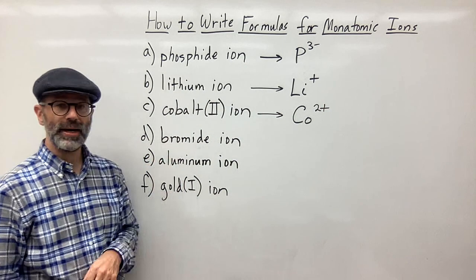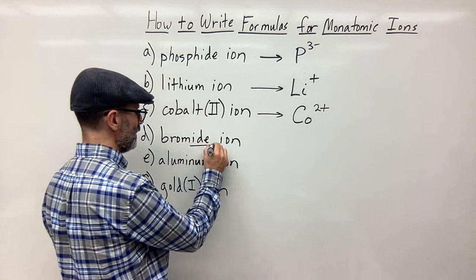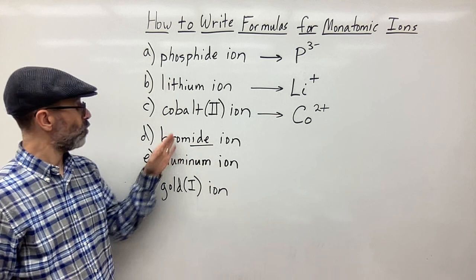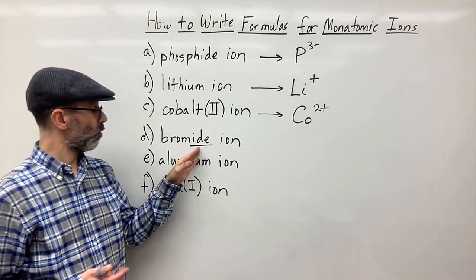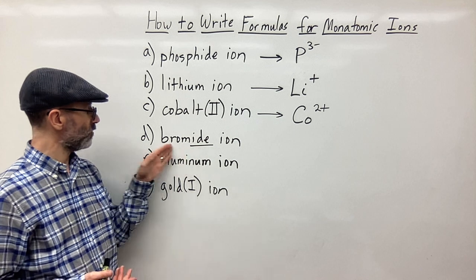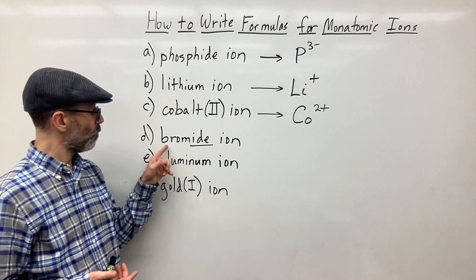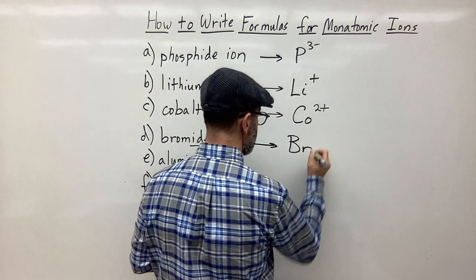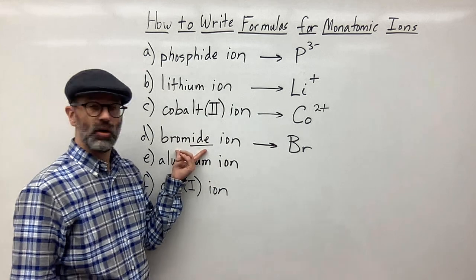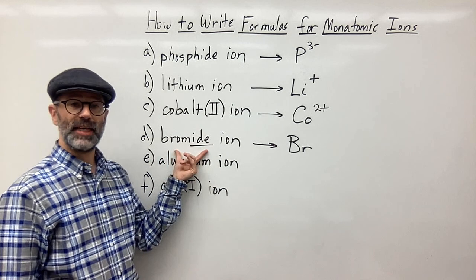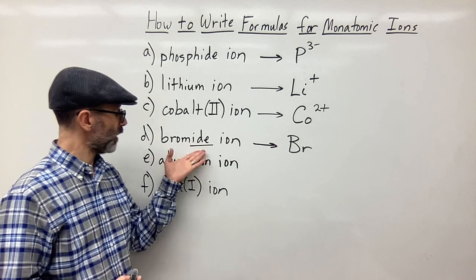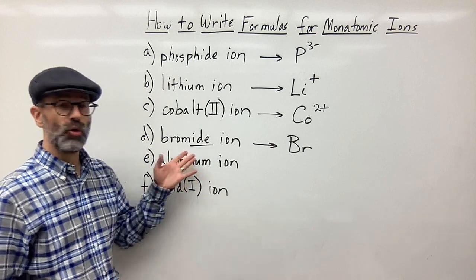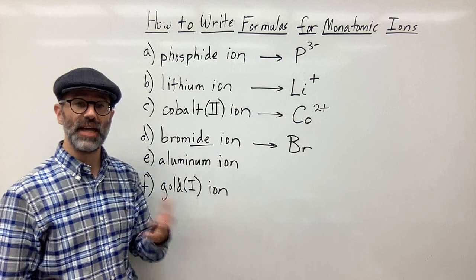Next, we have the bromide ion. Notice we have the IDE ending, and so that indicates that we have a negative ion. And so we're going to have to write the formula or the symbol for this element, which is bromine. So bromine is the element. We're going to write the symbol Br. And since we know where it is on the periodic table, we can figure out what charge it's going to be. It's a main group element or a representative element, which means it's going to only have that one charge. And so we look on the periodic table and we see bromine is in group 7.